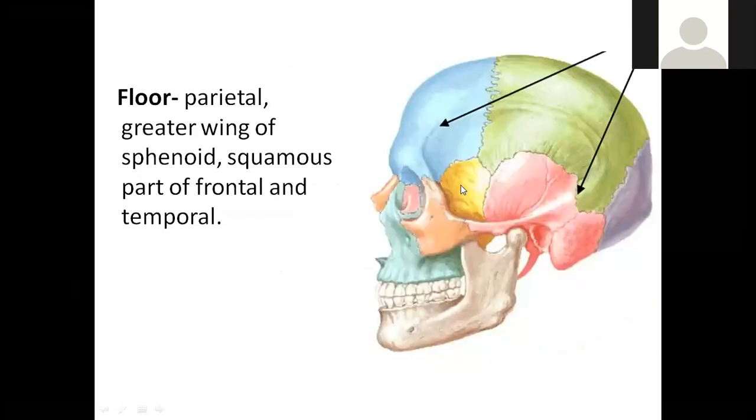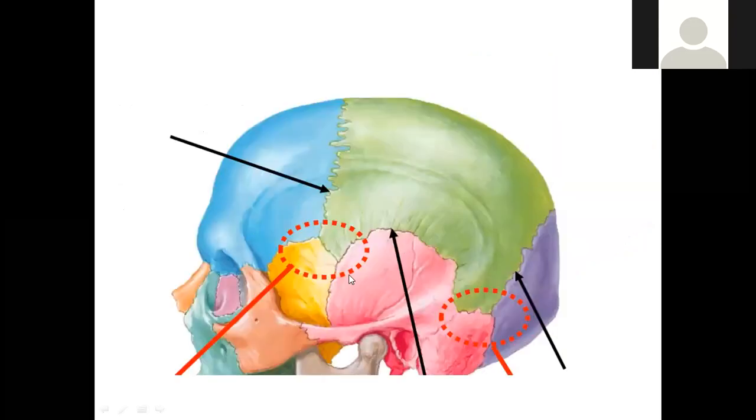Now this area is complete blue, and your green, yellow, pink bones are forming the floor. So what bones do we have? We have frontal, we have parietal, we have greater wing of sphenoid bone, we have squamous part of frontal, and in this area, temporal bone. All this is forming the floor, where you can scroll your hand and feel the smoothness of this area. This is the floor of temporal fossa. So this is completely the temporal fossa.